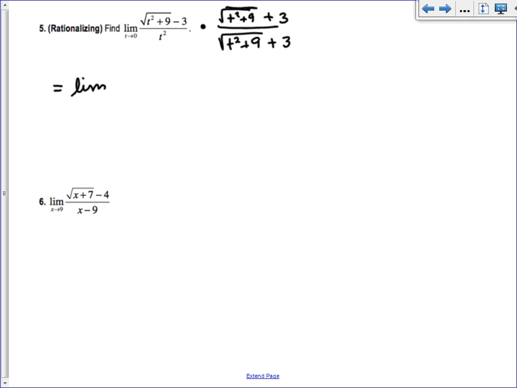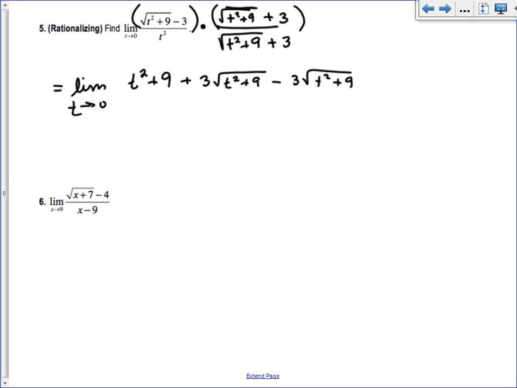So that's going to be the limit as t goes to 0. When you multiply the top together with the conjugate, you have the square root of t squared plus 9 times itself. So what do you get there? T squared plus 9. And then your outer is 3 times the square root of t squared plus 9, and your inner is negative 3 times the square root of t squared plus 9, and your last is negative 9. That's why we multiply by the conjugate, because these now go away.